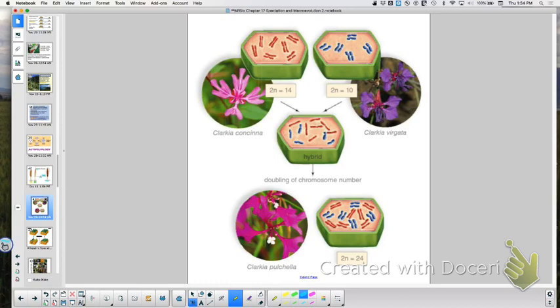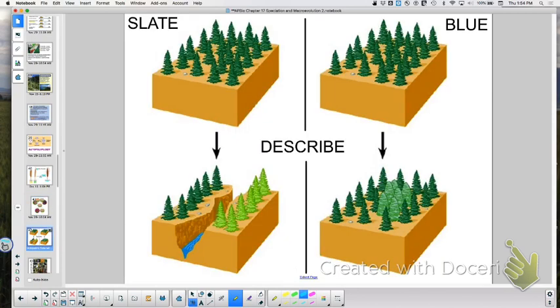Which is awesome. Okay, so what kind of polyploidy is this? Allo. Allo, because it's two different what? Species, and then we're forming a third species here. Okay, perfect. All right, here you go. Slate, you're in charge of the left column. Blue, you're in charge of the right column. Explain what happens. Go.